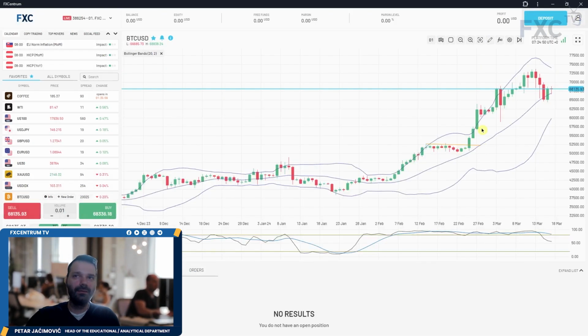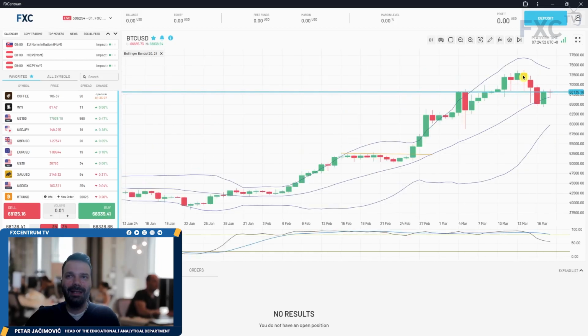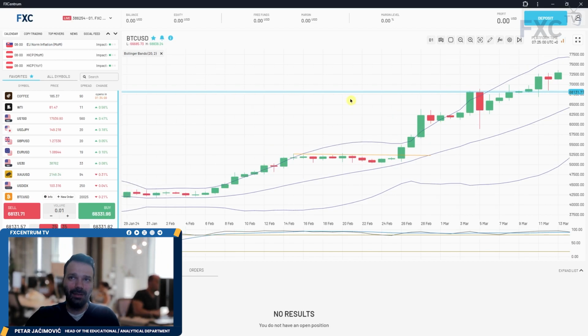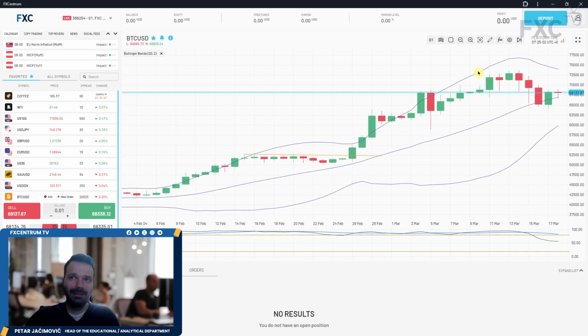Take a look at Bitcoin versus US dollar. We had a pullback towards the middle Bollinger Band, and we can see the Bollinger Bands here are contracting because we had quite a big volatility at this point. So the market is now in a natural pullback, more like a consolidation, and you can see the Bollinger Band is starting to contract.